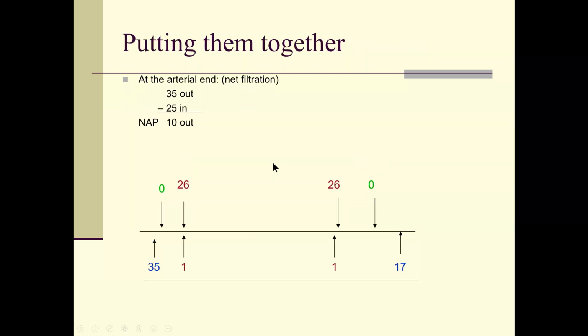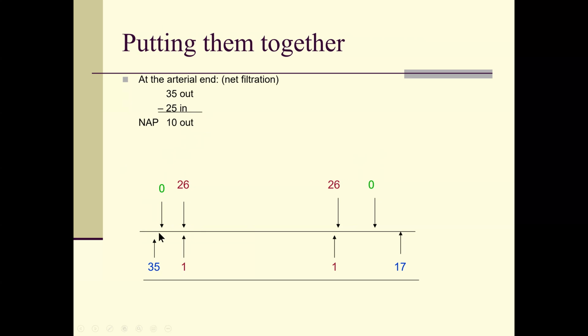When we add these together, we have 35 out and we have 25 in. Well, why do we have 25 in? Well, we had 26 in and 1 out. 1 from 26 is 25. So we have 35 out minus 25 in. So at the arterial end, we have a net pressure of 10 out. This is maybe where you get tripped up. Where does the 25 come from?